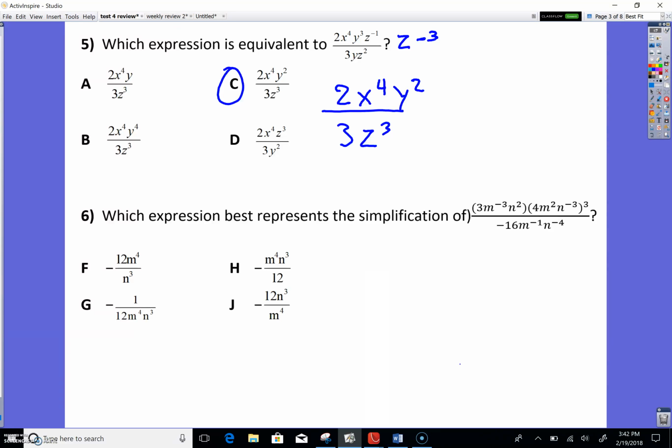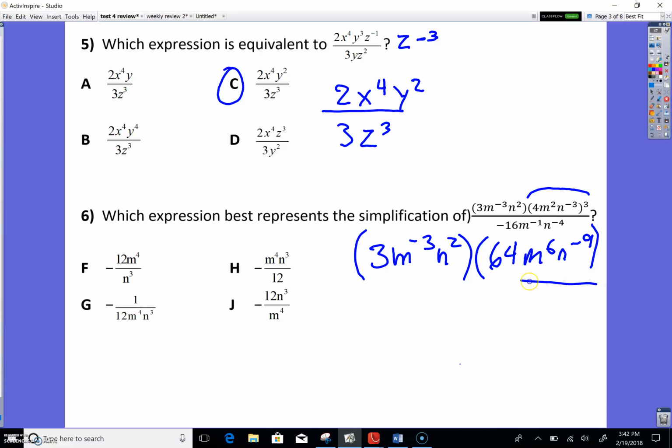Okay, so we have 3n to the negative 3, n squared. We're going to keep that as is. 4 to the third power, 64, n to the 6. Remember the power rule, because this is power rule first, okay? And then n to the negative 9, all over, just copy.